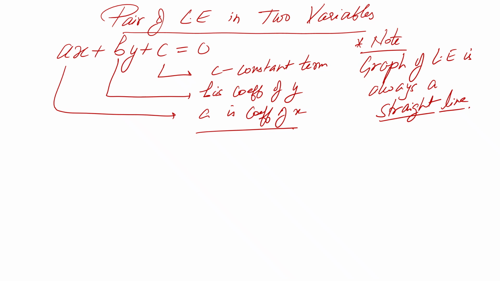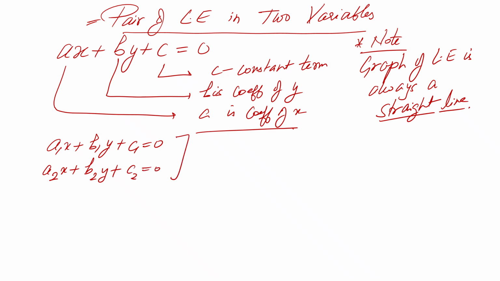सो अभी चैप्टर है हमारा पेयर. तो इन जनरल हम पेयर लेते हैं. Let's say a1x plus b1y plus c1 equals to 0 and a2x plus b2y plus c2 equals to 0. So this is a general pair of linear equations. ठीक है जी, ये बात याद रखनी है स्टैंडर्ड फॉर्म.